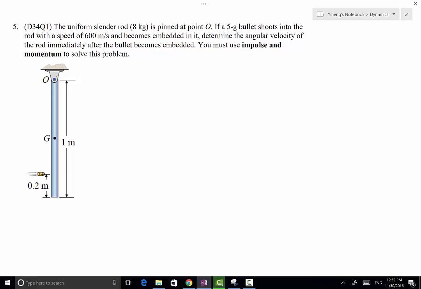So let's imagine what happens after the bullet shoots into the rod. The rod will swing up in a counterclockwise fashion, which means that if we draw the free body diagram of the rod after the bullet has embedded in it, we will have weight force WR, the bullet has weight WB, but also we will have two support components at point O, OX and OY.